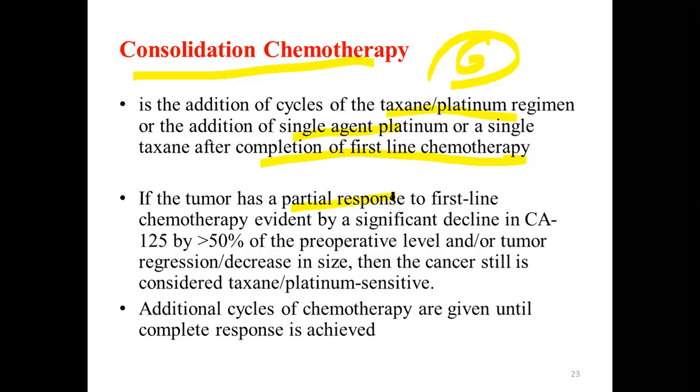This is evidenced by, for example, the CA125 level, where the reduction is greater than 50% from the preoperative level. And there is also tumor regression. Then the cancer is still considered taxane or platinum sensitive. So in that condition, additional cycles of chemotherapy are usually given until we achieve complete response. That treatment modality is known as consolidation chemotherapy.